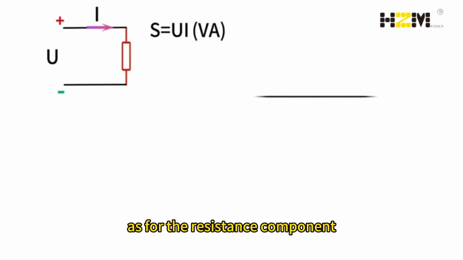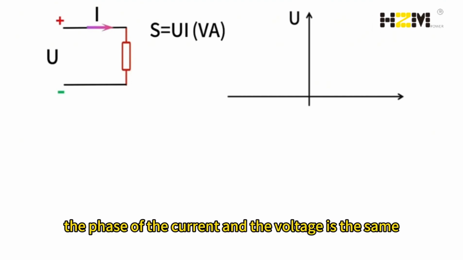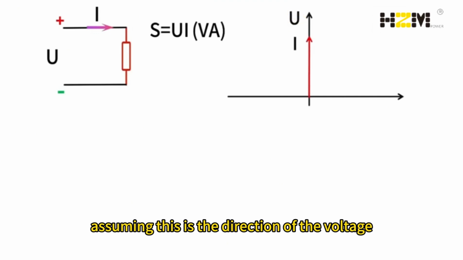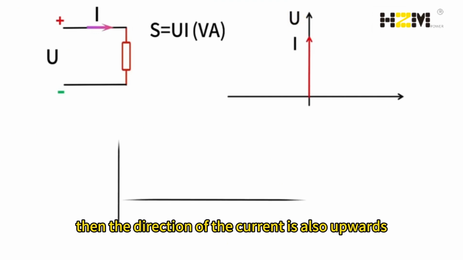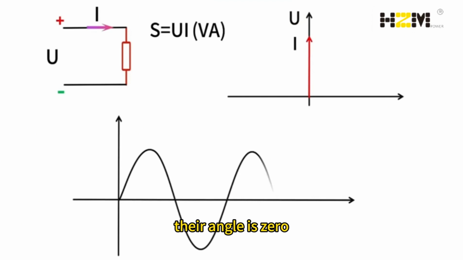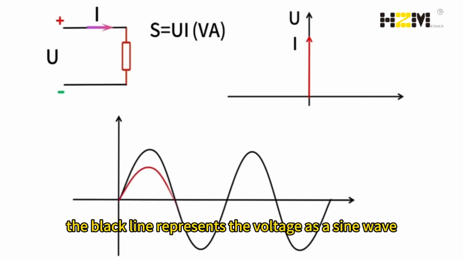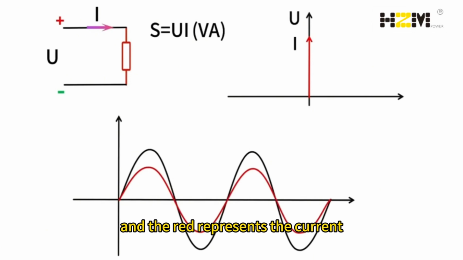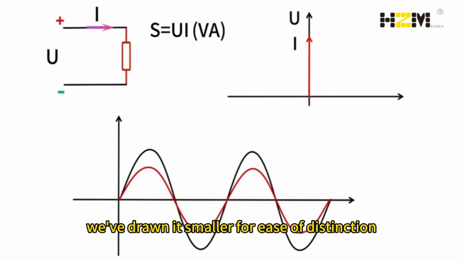As for the resistance component, the phase of the current and the voltage is the same. Assuming this is the direction of the voltage, then the direction of the current is also upwards. Their angle is zero. As shown in the diagram, the black line represents the voltage as a sine wave, and the red represents the current, which has the same phase as the voltage, but the amplitude may not be the same. We've drawn it smaller for ease of distinction.